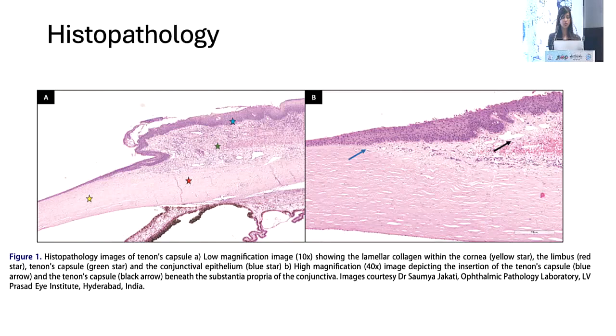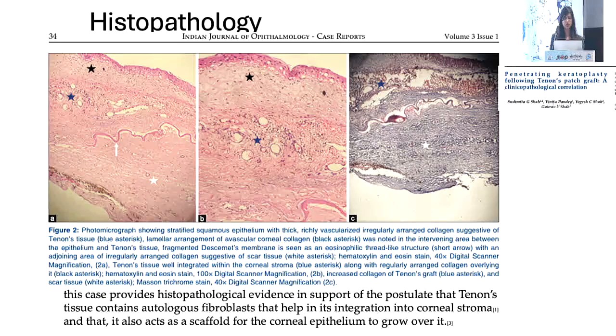This is a histopathology again published by Sayan, where you can see that the collagen within the cornea is formed, and then the Tenon's epithelium is growing over it.